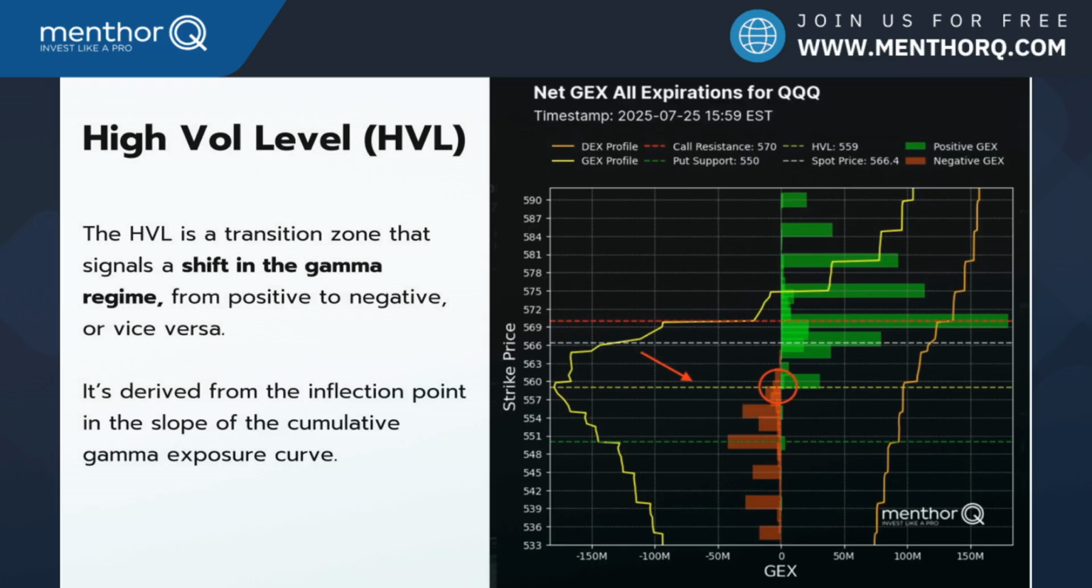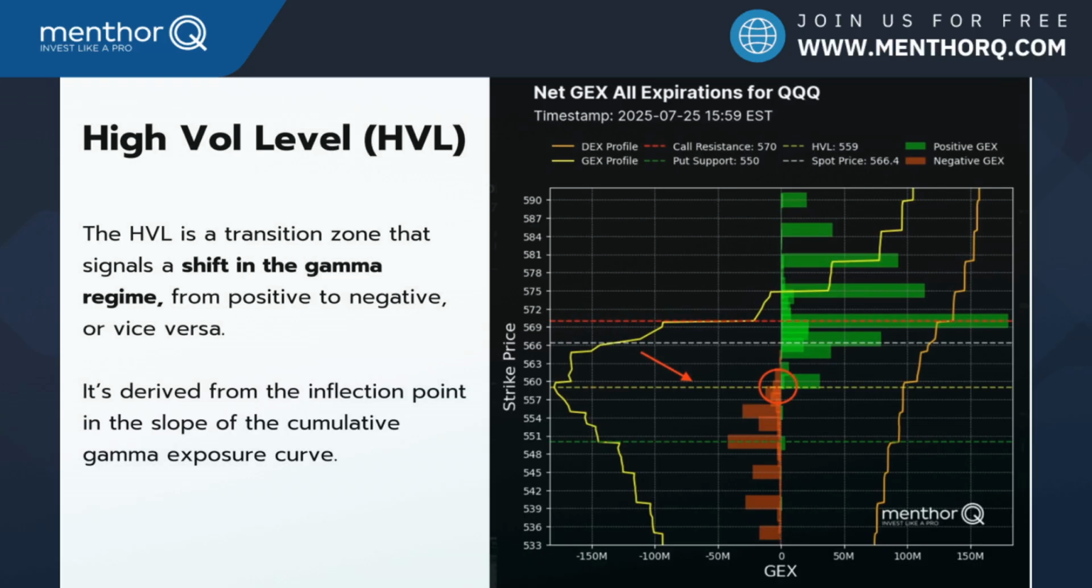Because if the price is above the HVL, you are more likely to see a mean-reverting environment. If the price is below the HVL, you are more likely to see momentum-driven setups, breakout strategies, and so on. Traders can use the HVL level to adapt their strategy, understand if flow is likely to stabilize or accelerate, and again, use it as a risk management tool as well.